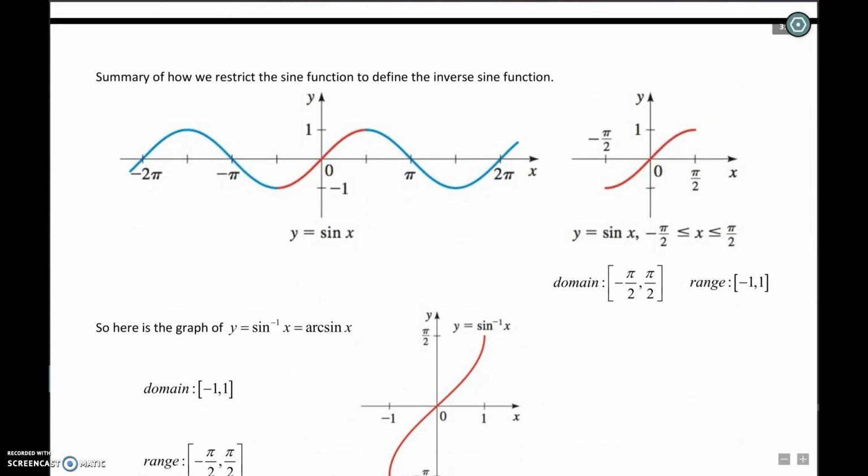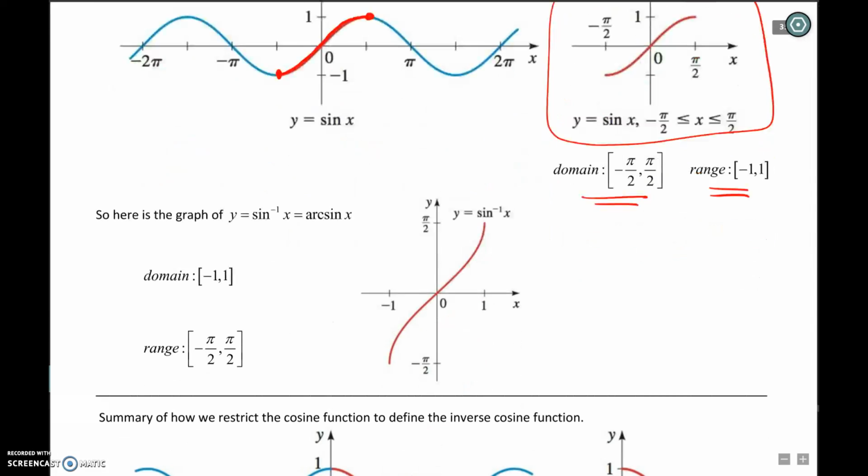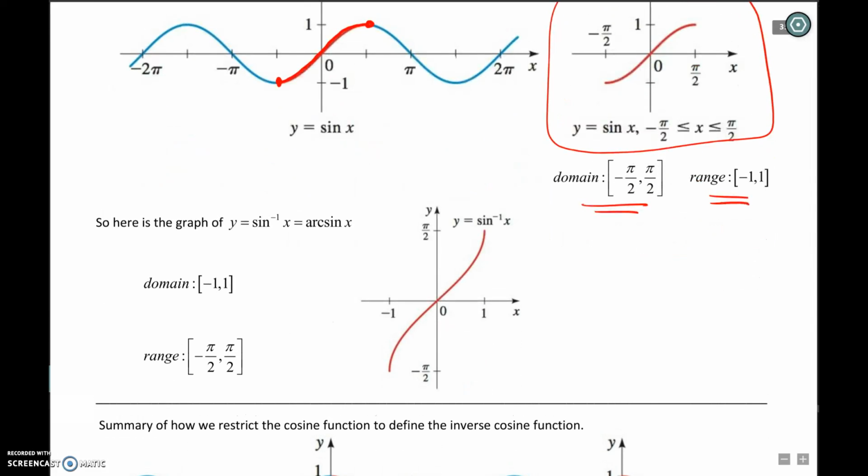This is the sine. This is the restricted sine. This is the domain and the range. We just did that. And then I flipped the x and y coordinates, and this is the graph of the inverse. And this is the domain and range.